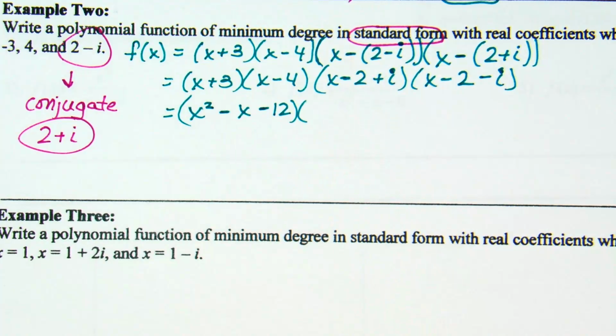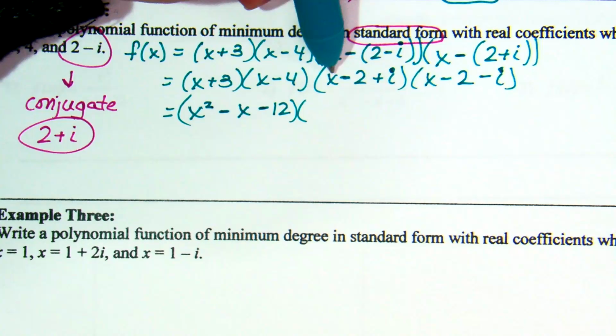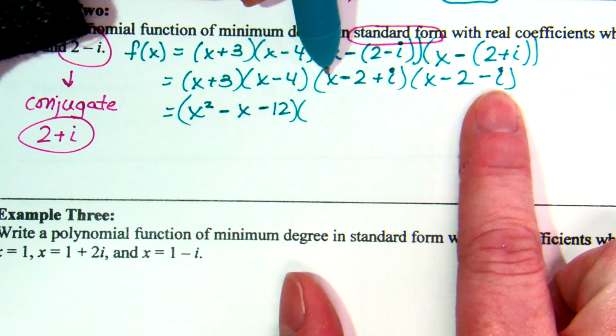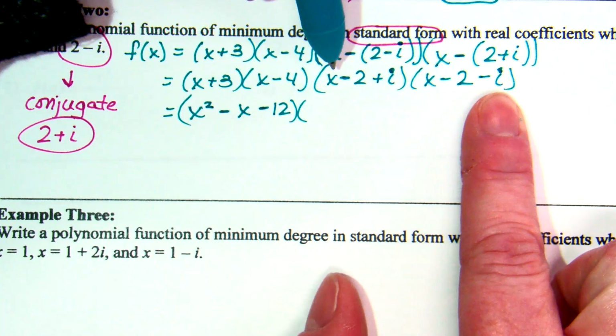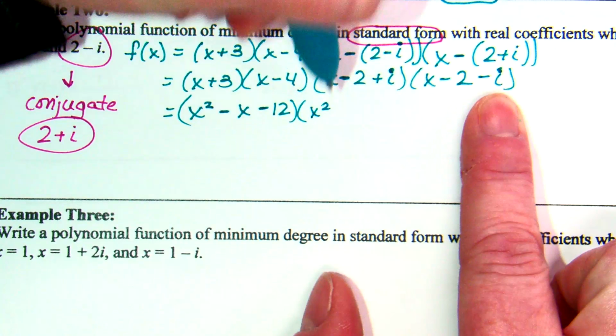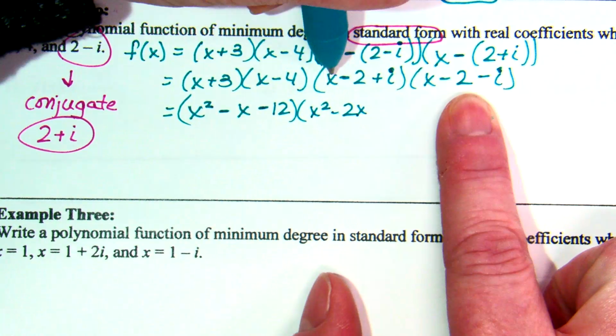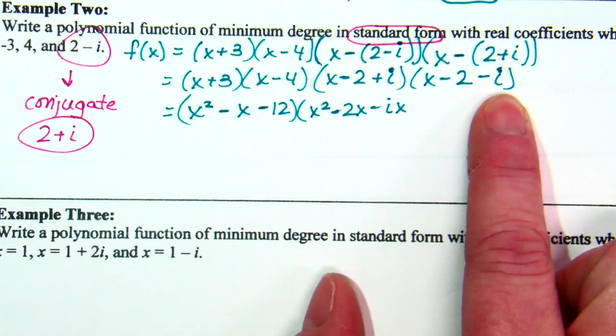As I go about this, I'm going to take my first x in my first parenthesis and multiply it by each of the 3 items in the last parenthesis. Sound good? So x times x, x squared. x times minus 2, minus 2x. And x times minus i, minus ix.